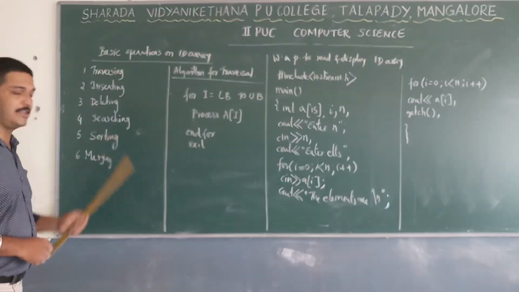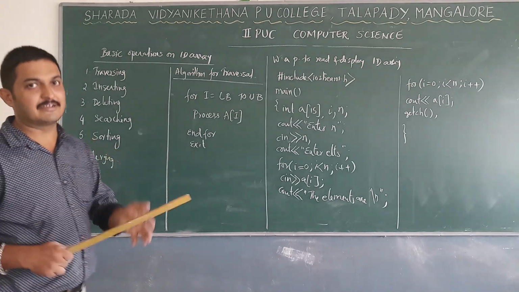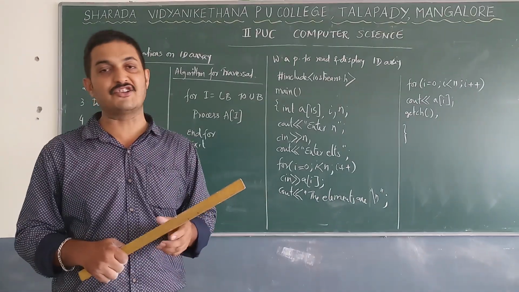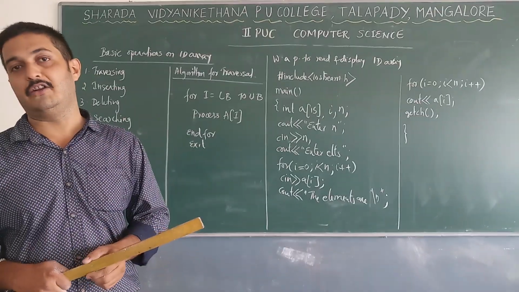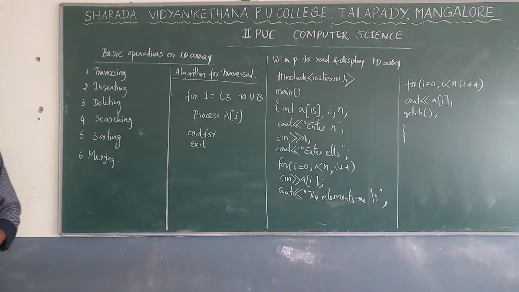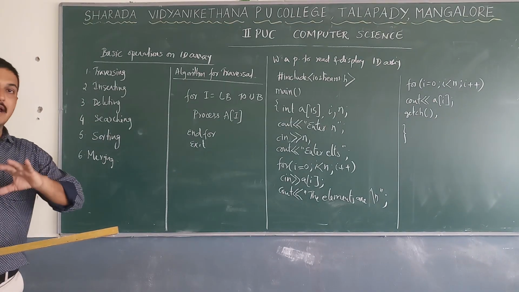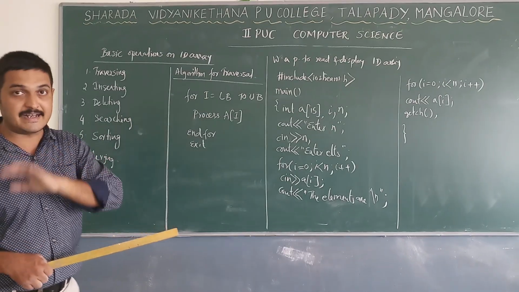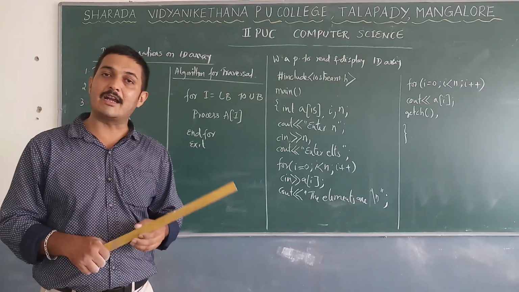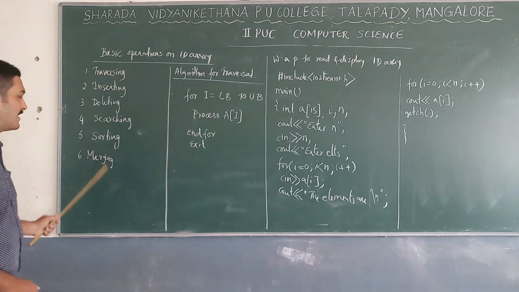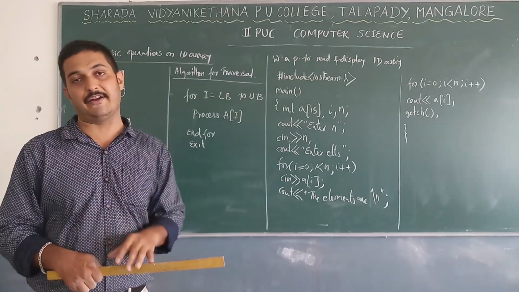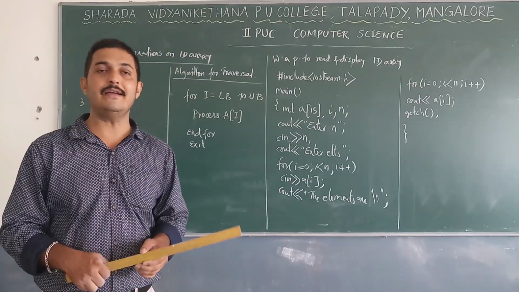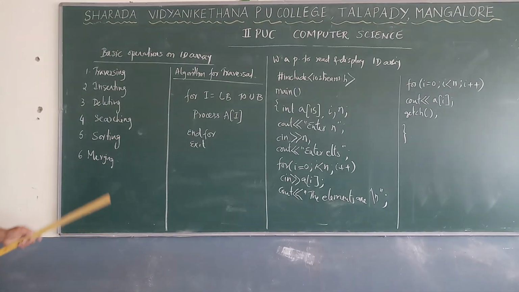Next point is searching. Actually in our syllabus there are two types of searching methods. Searching means finding the location of an element in a list. Next point is sorting. Sorting means arranging array elements either in ascending order or in descending order. And the last one is merging. Merging means combining the elements of two different arrays to form a single array. Okay, these are all the operations on a one-dimensional array.